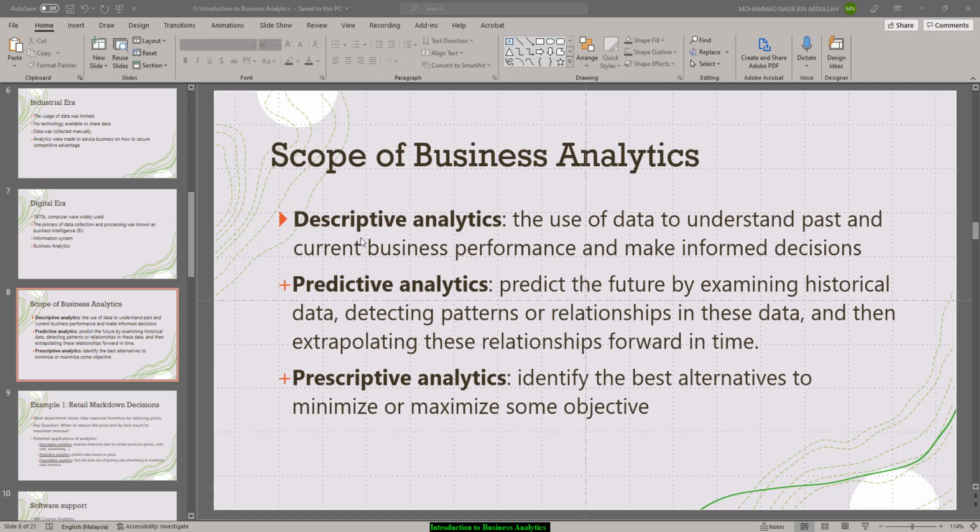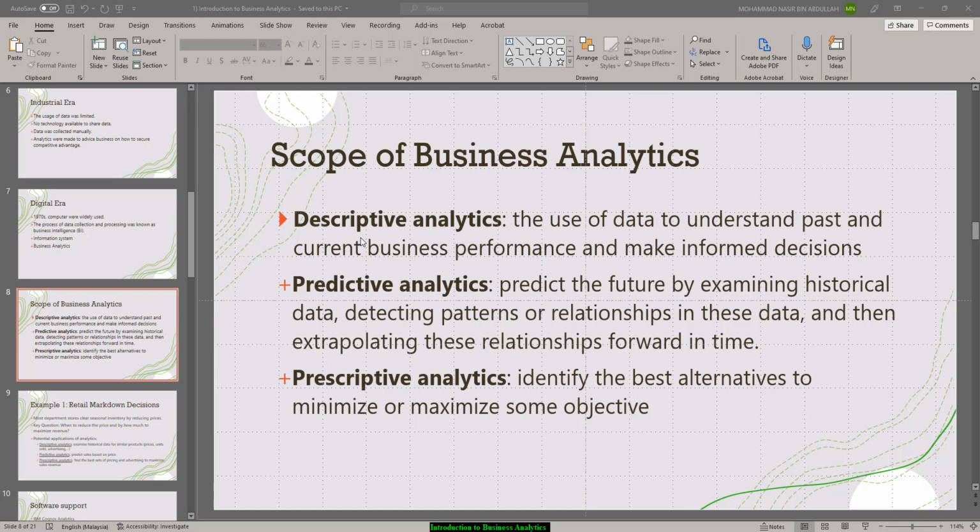Right? Prescriptive analytics identify the best alternative to minimize error, maximize or some objective. For example, let's say we want to do transportation cost. Kita nak reduce transportation cost. Let's say you are in a warehouse or manufacturer company. You want to distribute your production goods kepada retailer, right? So kita nak tahu berapa banyak route yang kita boleh pakai yang available, and then kita nak cari route yang mana yang bagi minimum cost or transportation cost.